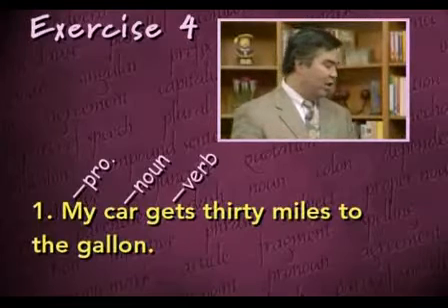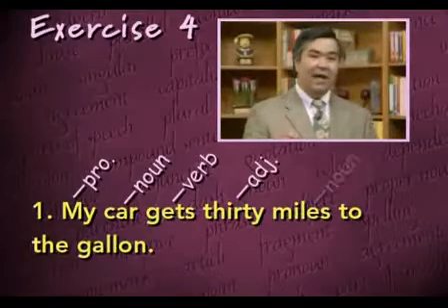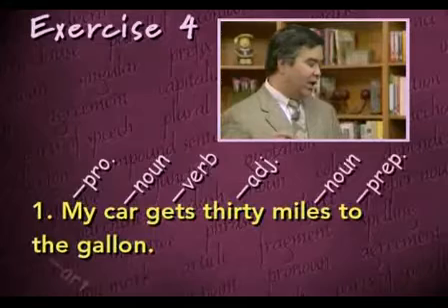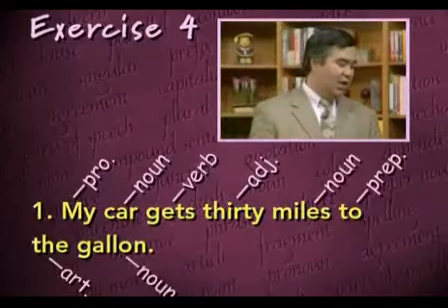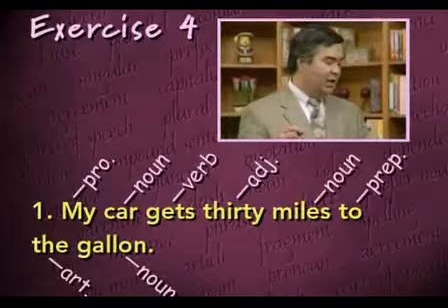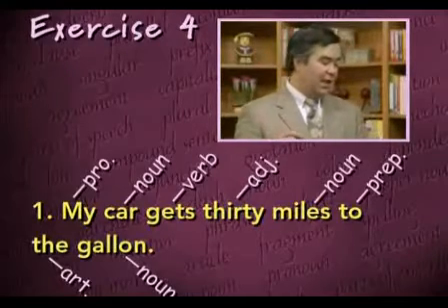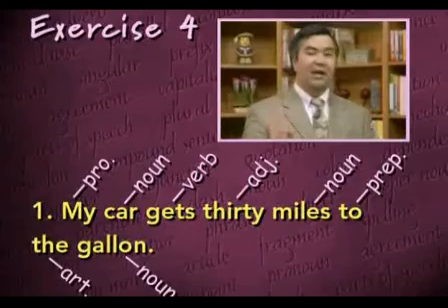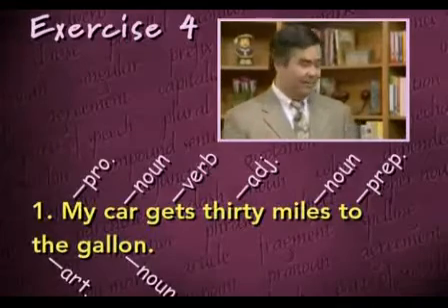The remaining words are an adjective, a noun, a preposition, an article, and a noun. So 30 is an adjective. It modifies the noun miles. To is a preposition, and it's followed by the article the and the noun gallon.